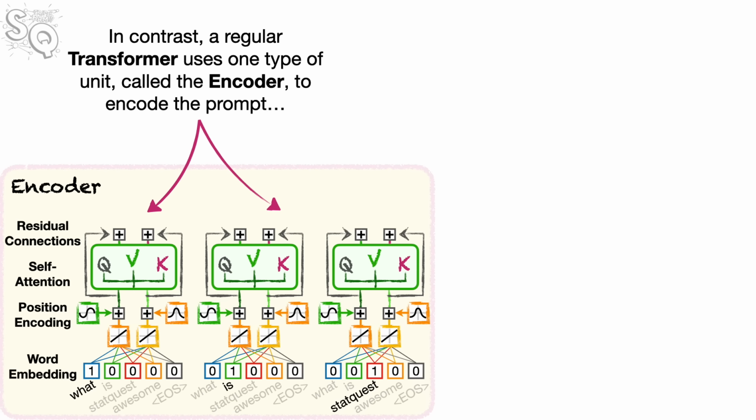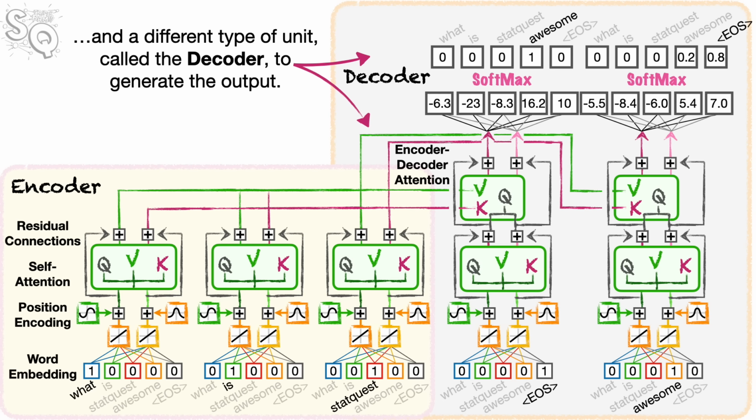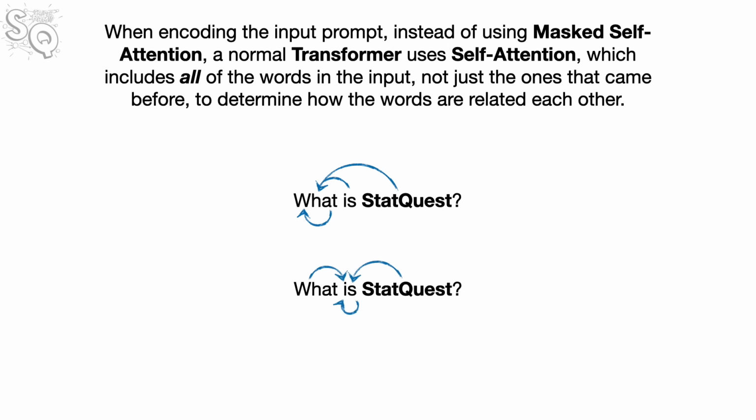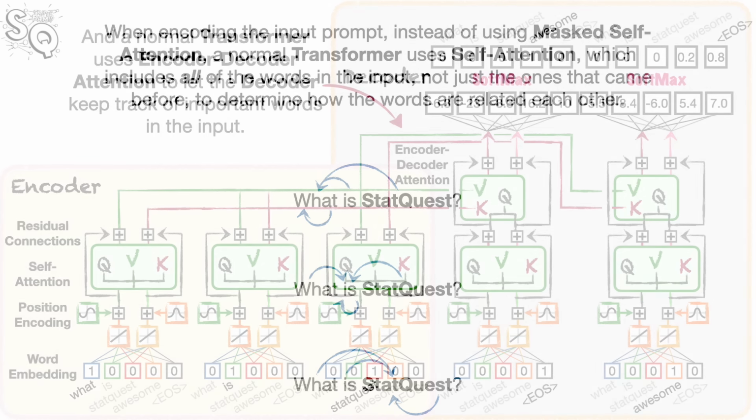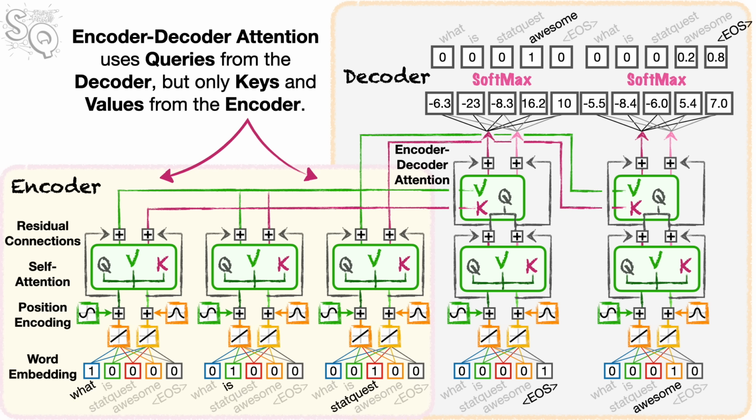In contrast, a regular transformer uses one type of unit, called the encoder, to encode the prompt, and a different type of unit called the decoder to generate the output. When encoding the input prompt, instead of using masked self-attention, a normal transformer uses self-attention, which includes all of the words in the input, not just the ones that came before, to determine how the words are related to each other. And a normal transformer uses encoder-decoder attention to let the decoder keep track of important words in the input. Encoder-decoder attention uses queries from the decoder, but only keys and values from the encoder.